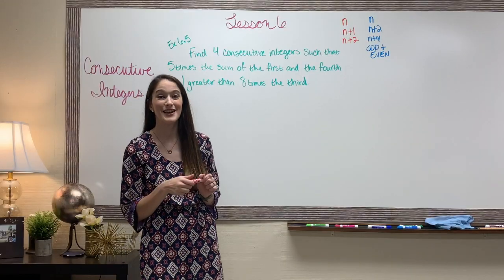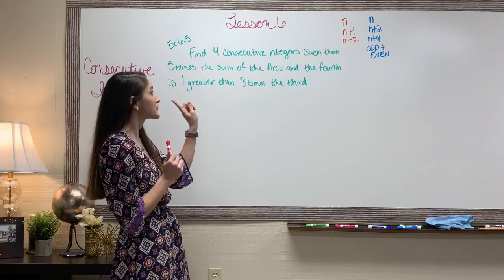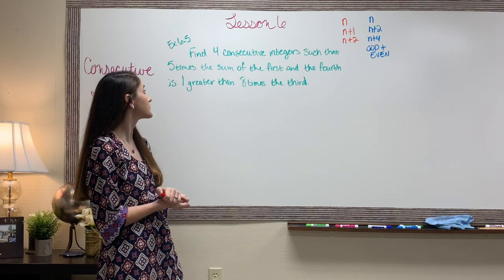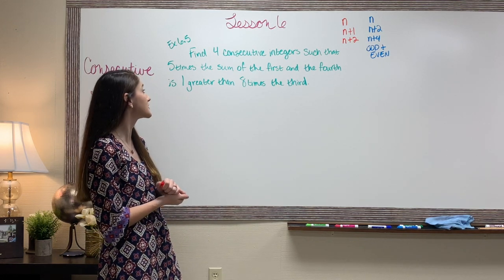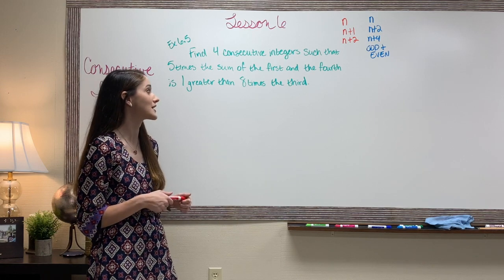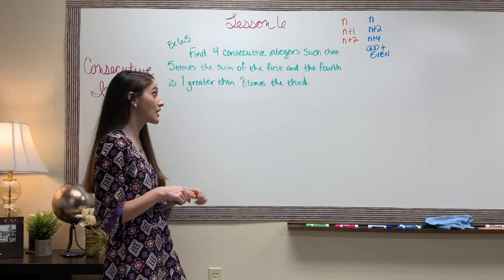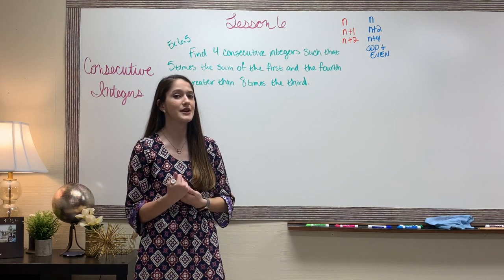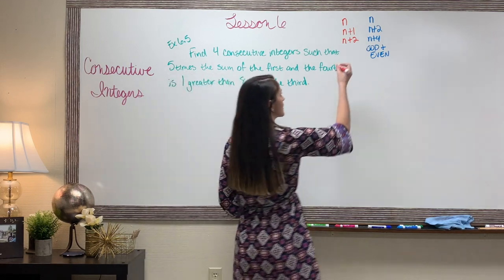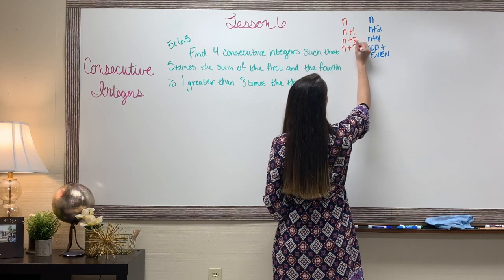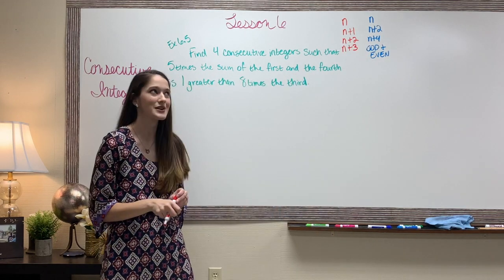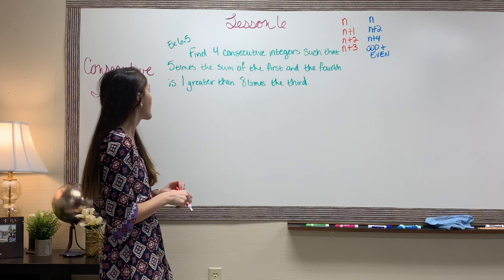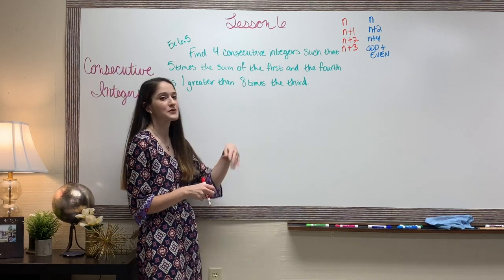Okay, so let's take a look at another practice problem. Find 4 consecutive integers such that 5 times the sum of the first and the fourth is 1 greater than 8 times the third. Well, first off, my setup for consecutive integers only has 3, so I'm going to have to change that.